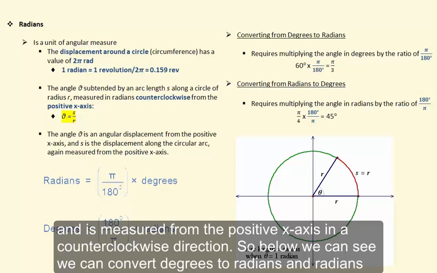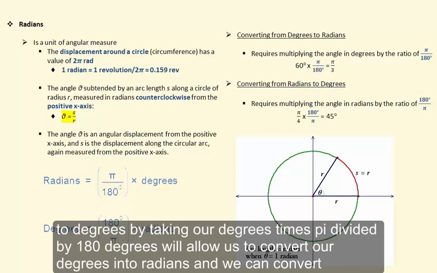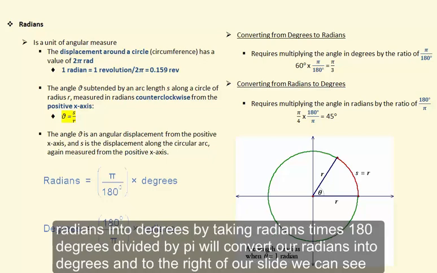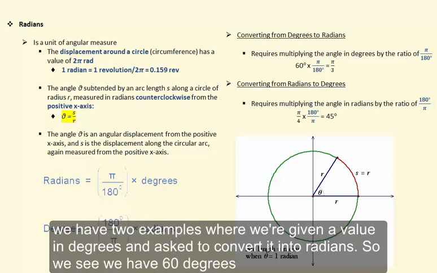So below we can see we can convert degrees to radians and radians to degrees. Taking our degrees times pi divided by 180 degrees will allow us to convert our degrees into radians. And we can convert radians into degrees by taking radians times 180 degrees divided by pi.